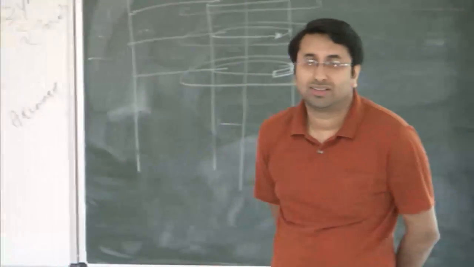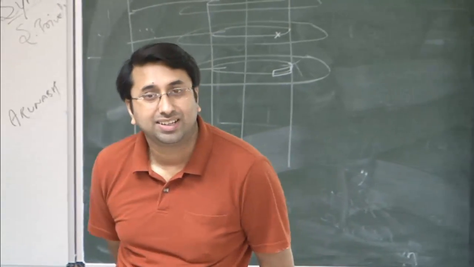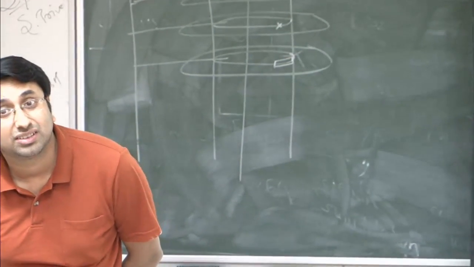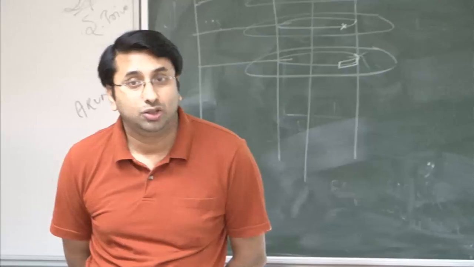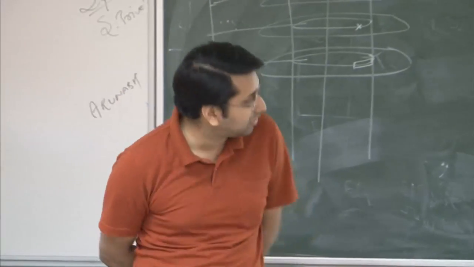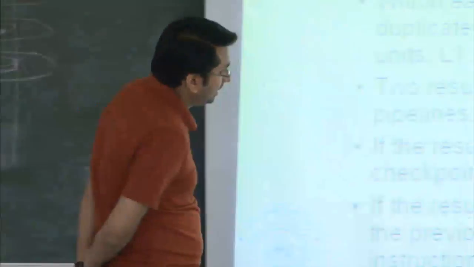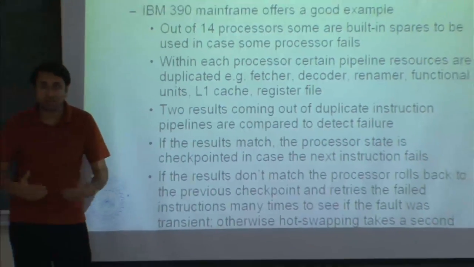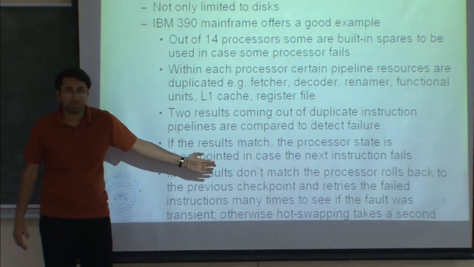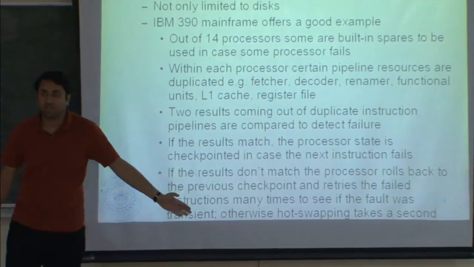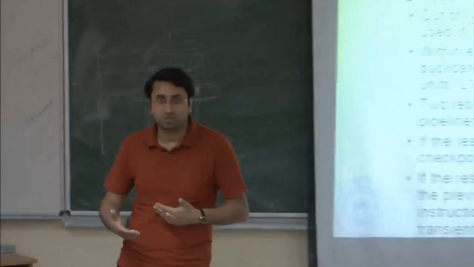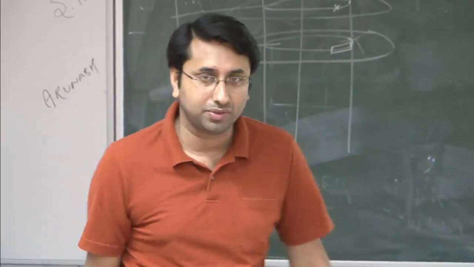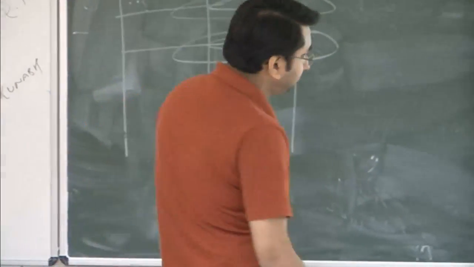It is saving our time. We don't have to re-execute the instruction. Exactly. So in the two-pipeline case, if they don't match, I would actually have to roll back and re-execute to get the correct result. If I have three, then I can take the majority vote and believe the vote and go ahead, right? I can save some overhead.